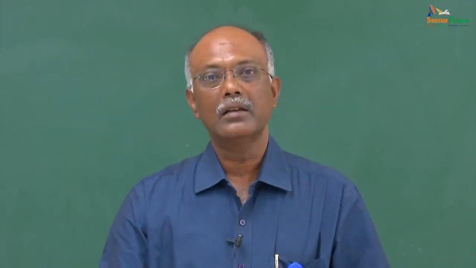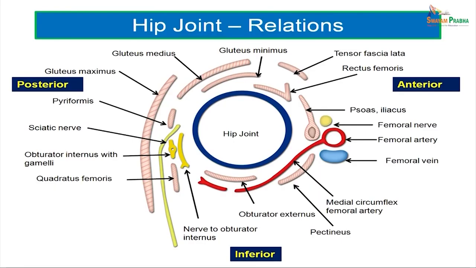Now let us study the relations of the hip joint. The anterior aspect of the hip joint is related to the pectineus, the psoas, the iliacus, the femoral artery, the femoral vein, and the femoral nerve. The superior part of the hip joint is related to the rectus femoris, the tensor fascia lata, the gluteus minimus, and the gluteus medius. As we had studied in the earlier part of the lesson, the anterior aspect of the hip joint is reinforced by ligaments, and the posterior aspect of the hip joint is reinforced by strong muscles.